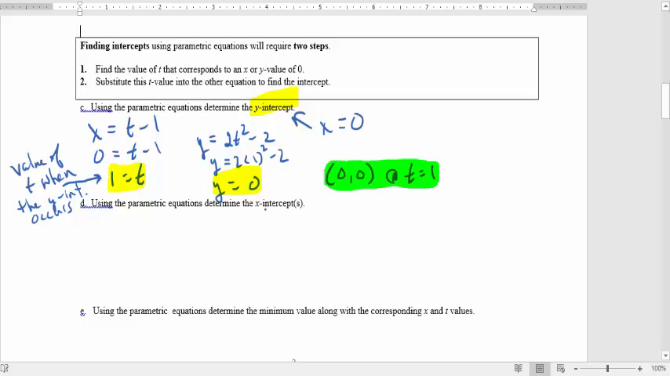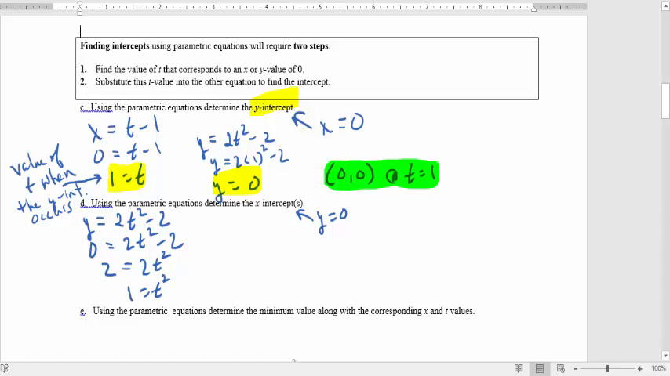And likewise, the x-intercept is going to be the value of x when y equals 0. Our definition didn't change. X-intercept means y equals 0. So now we're going to take our y equation, start with that, and replace y with 0. So 0 equals 2t squared minus 2. Now we'll add 2 to both sides, so we'll have 2t squared equals 2. We'll divide by 2, so we'll get t squared equals 1.